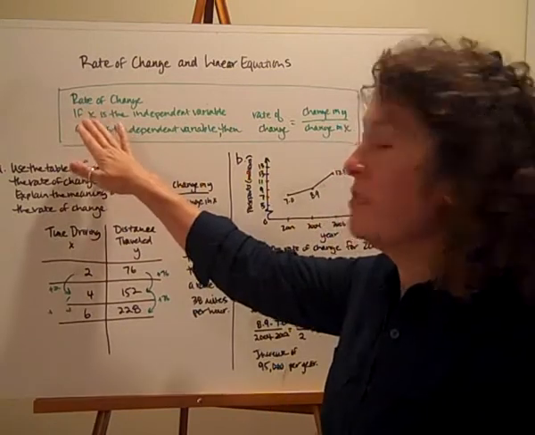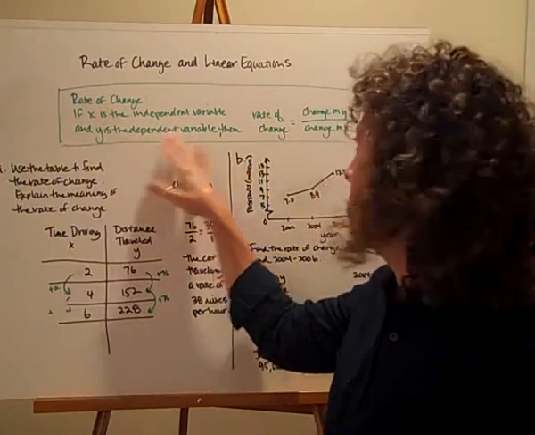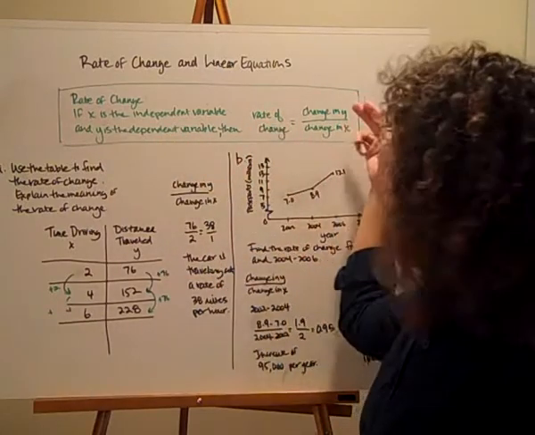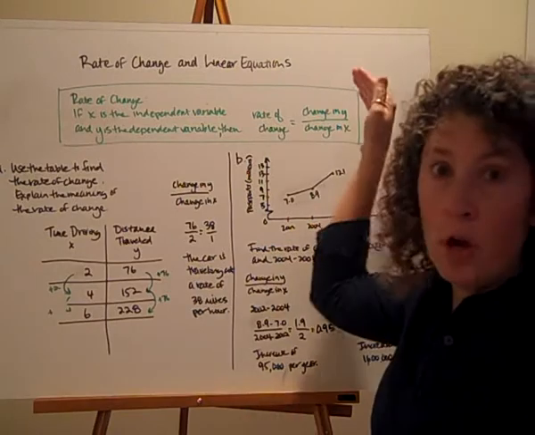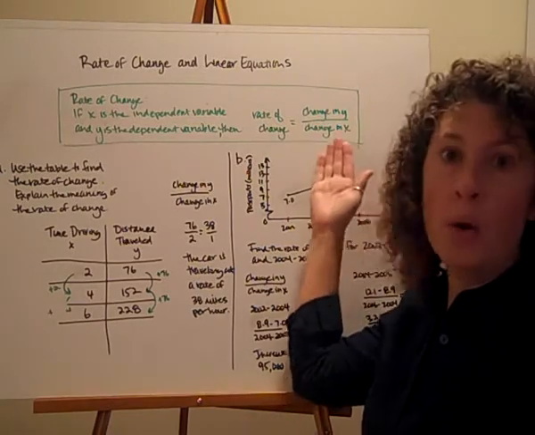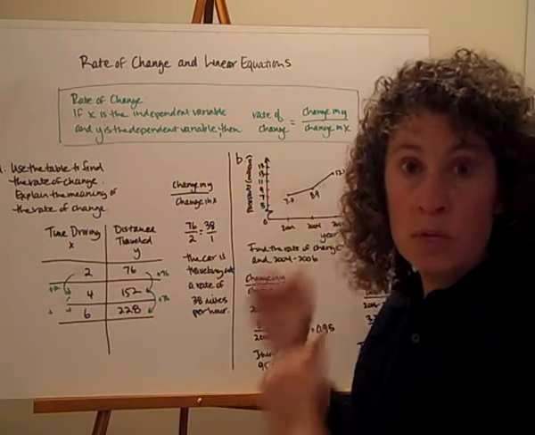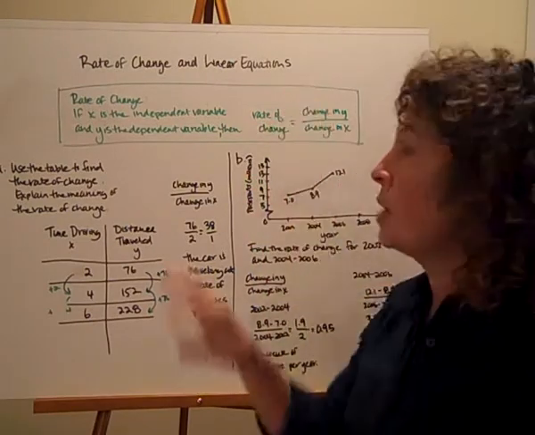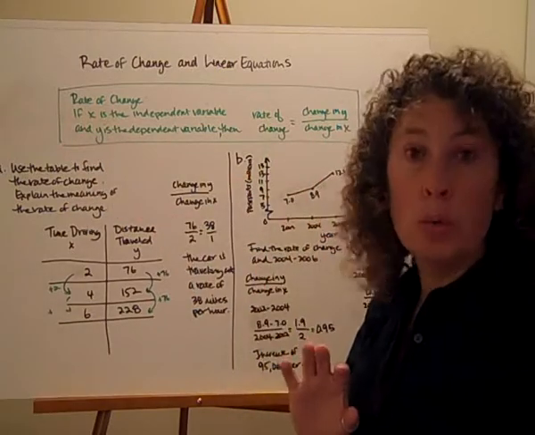So the rate of change, if x is the independent variable and y is the dependent variable, is the change in y over the change in x. So how is our y variable changing compared to how our x variable is changing? We're comparing the two with each other, and we're using that as a rate. Typically, we'll talk about this rate of change in real-world problems as the two that we have here.